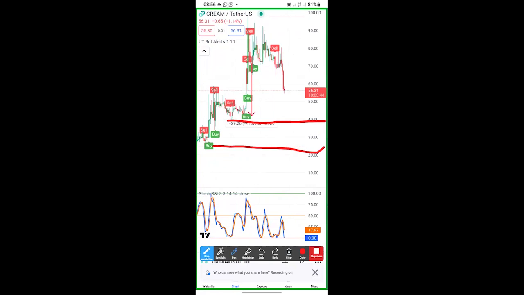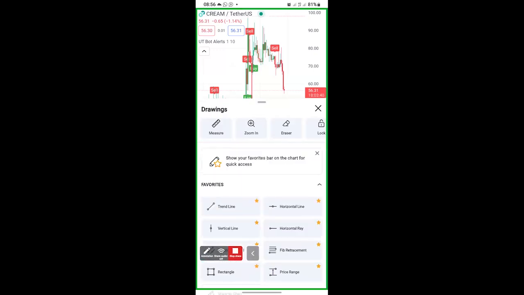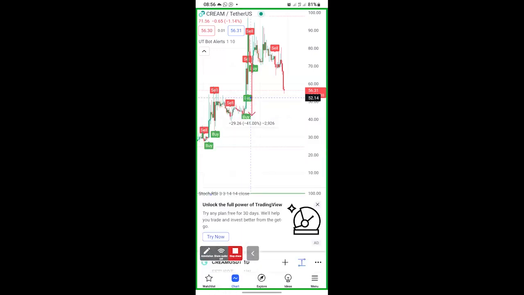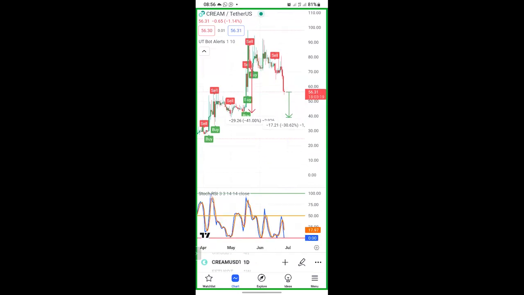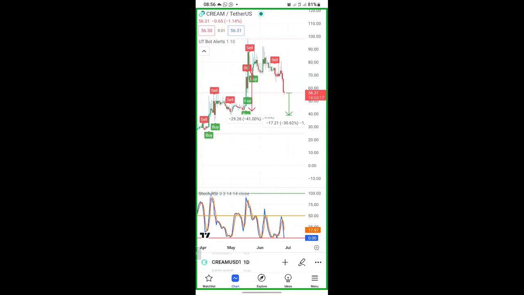So if you want to do it technically, you'll have to come to your TradingView 1 day time frame. Put your price range here. You measure up to. So definitely, if Cream happens to go down, I don't think it will fall beyond this because this is big. This is 1 day time frame, negative 30. That means you've got 30.